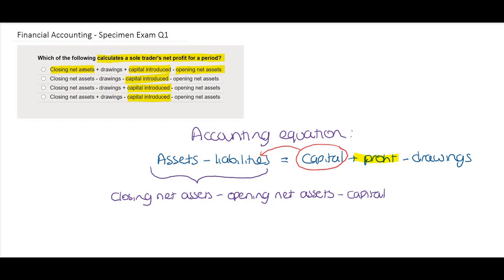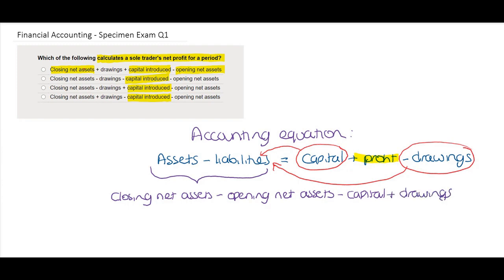Our profit figure will stay on the same side, and so then we need to move our drawings over to the left-hand side. This is a negative figure on this side, and so therefore if we transfer it over, it will become positive. This means that we can now add it on.